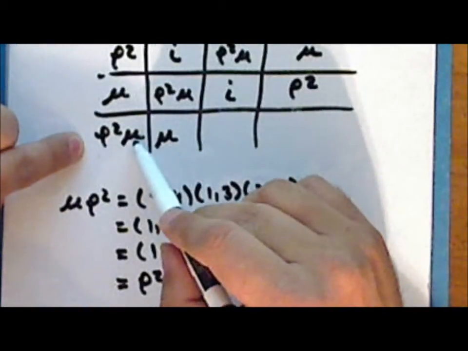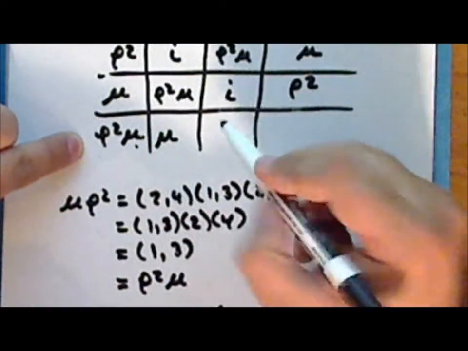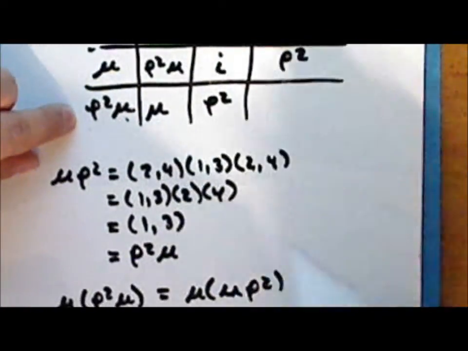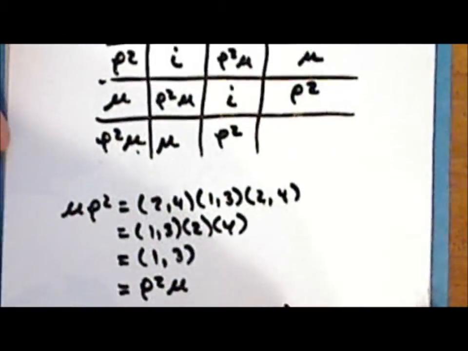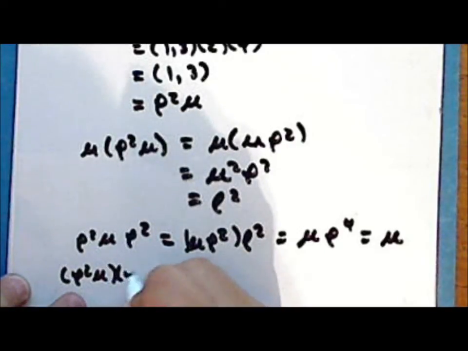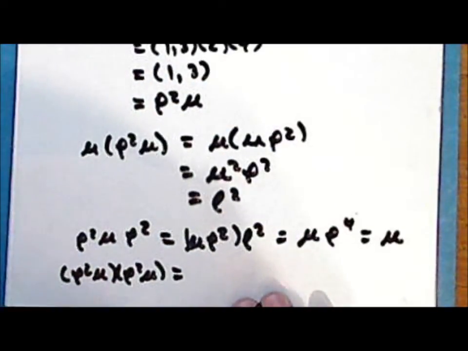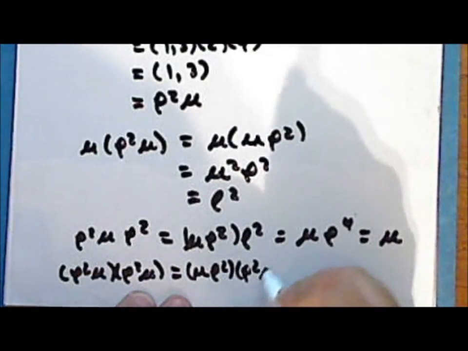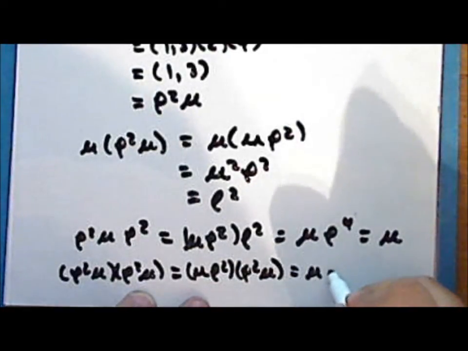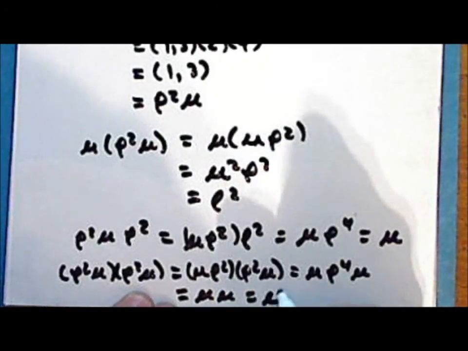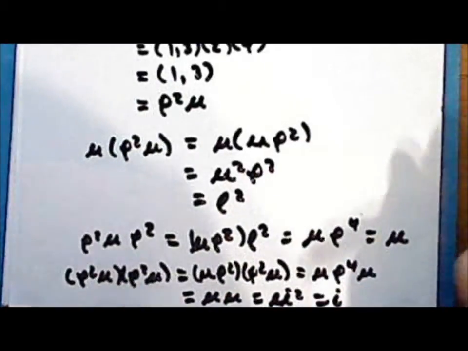Rho squared times mu times mu is rho squared times mu squared, which is rho squared times identity, which is rho squared. And finally, rho squared times mu times rho squared times mu is the same as mu times rho squared times rho squared times mu, which is mu times rho to the 4th power times mu, which is mu times identity, times mu, which is mu squared, which is identity.